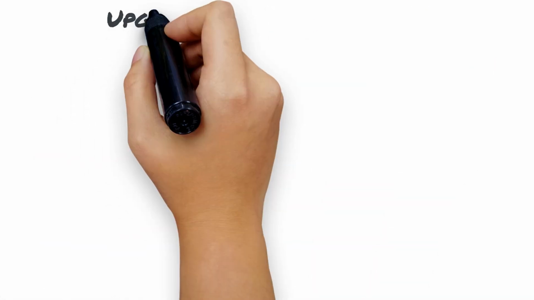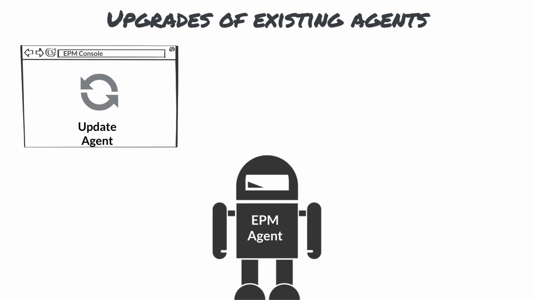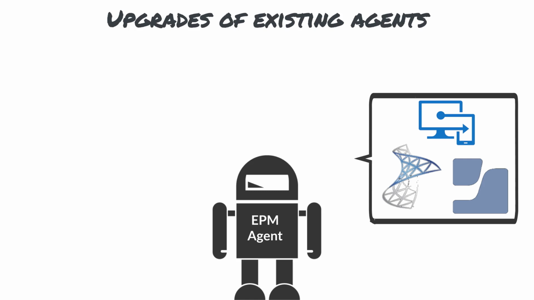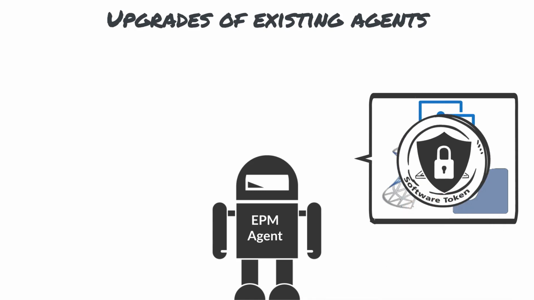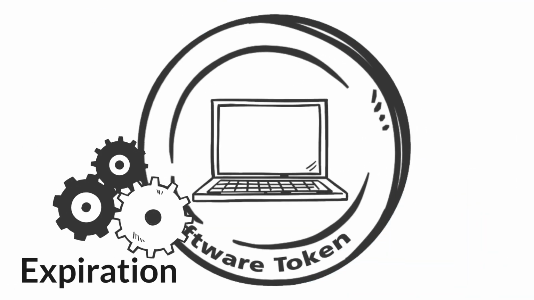The next use case is to perform upgrades on deployed agents. If you have chosen to update via the console, the software token is sent automatically and securely to the agent for the update and is not exposed to the EPM admin. On the other hand, if you are updating via a software distribution tool such as SCCM, Intune, Jamf, etc., you will need to securely transfer the token to the tool and modify its expiration as needed.